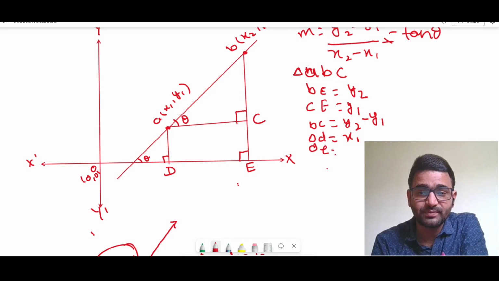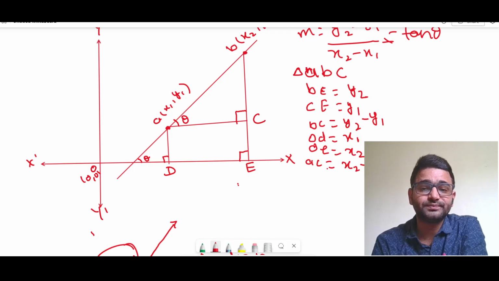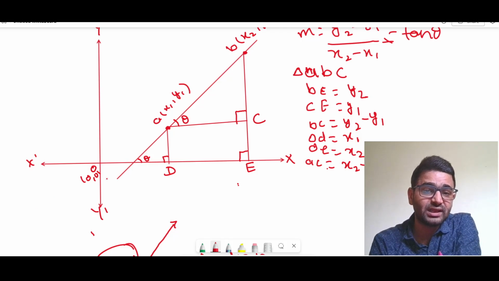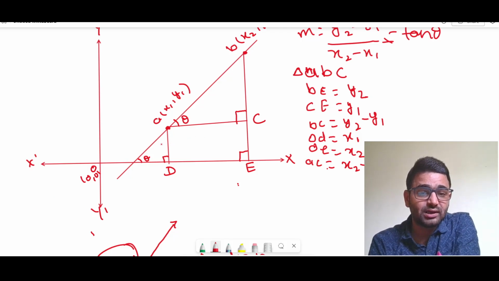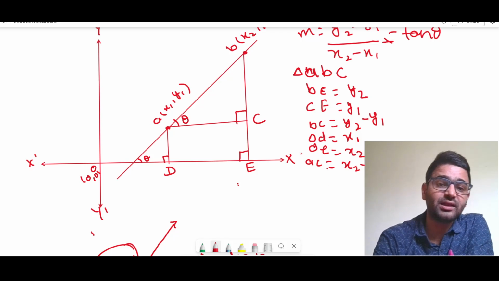I'm giving you a step by step explanation so that you can understand it well. If I have to find the length of AC, it will be x2 minus x1. I hope you are understanding how it is x2 minus x1. Look, here OD is x1, OE is x2. To find this distance, we can subtract this one from the overall distance. So AC is our x2 minus x1.